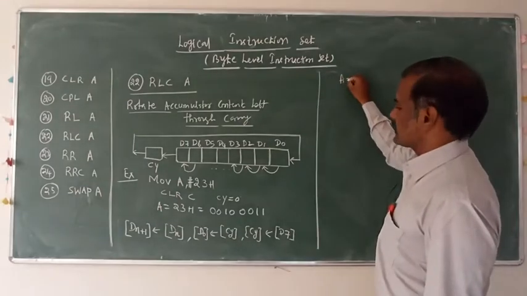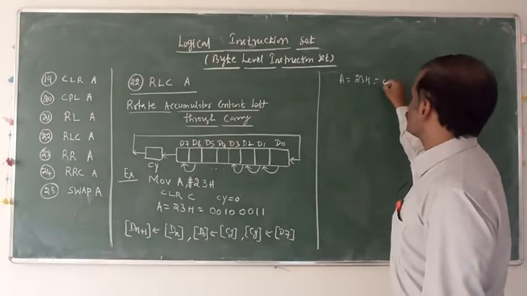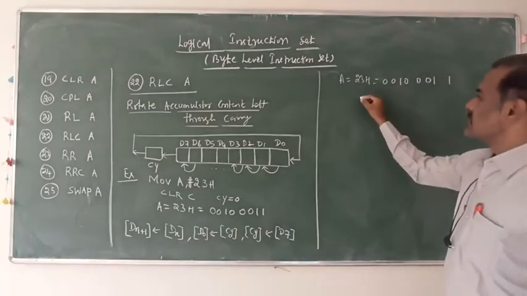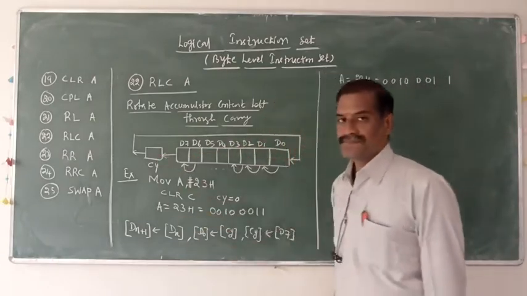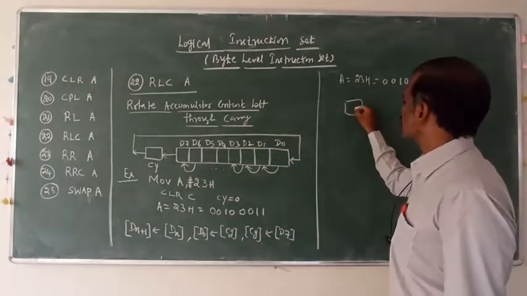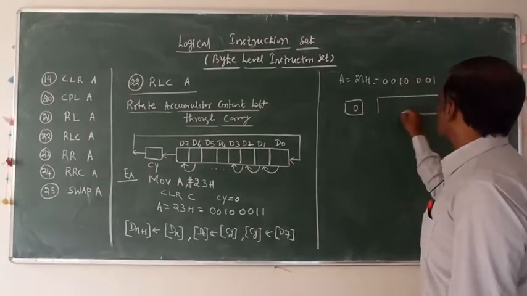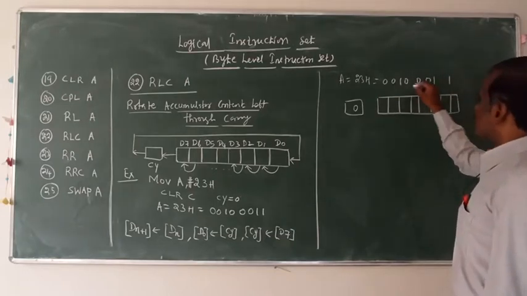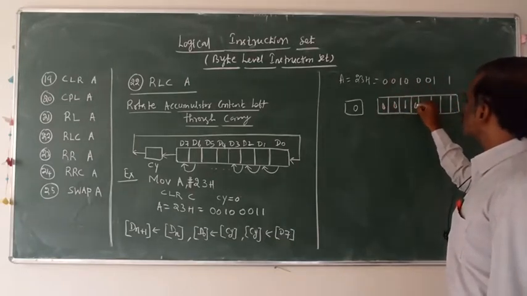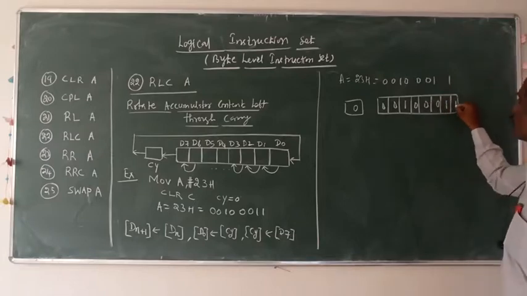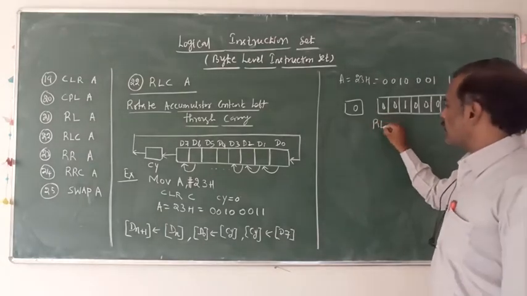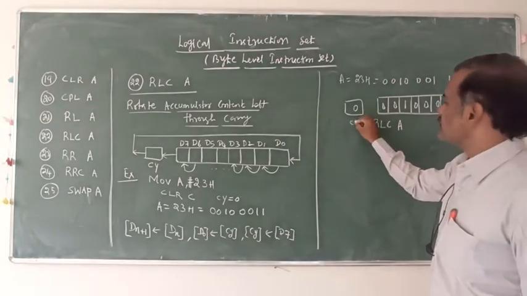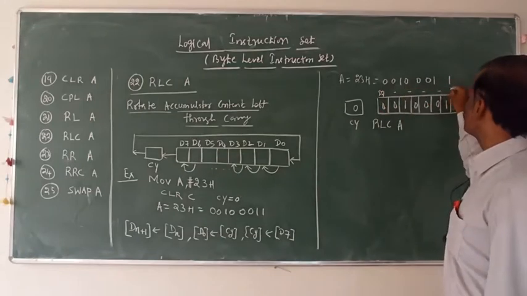Now A equals 23H, 0, 0, 1, 0 and then 0, 0, 1, 1. Here the carry is 0. Okay, carry bit position 0 and accumulator bit position. This is for 0, 0, 1, 0, 0, 0, 1, 1. After RLC A, what will be the data in accumulator? This is for carry. This is for D7 to D0.